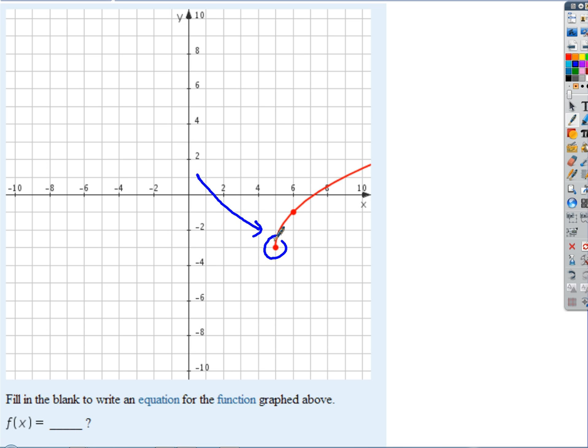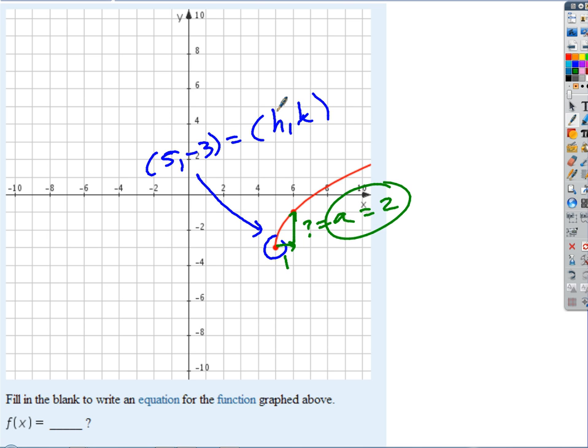5, -3. Okay, so (5, -3) is (h, k), right? The other thing I need to know is how aggressive this function is. How much is it rising or falling as I move to the right? If we go over 1, that's a. How much is it rising? Well, it's rising by 2, isn't it? It's positive 2. So a is 2, h is 5, k is -3.